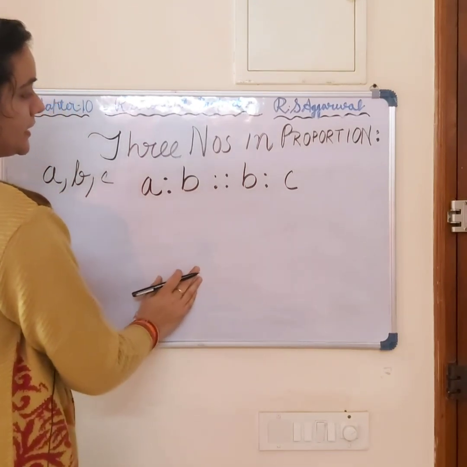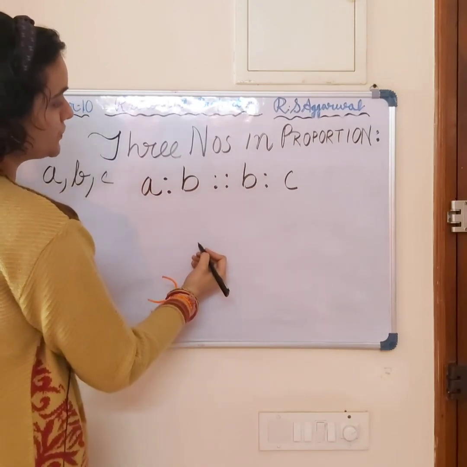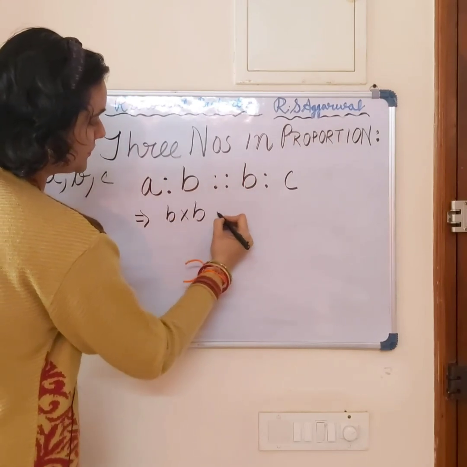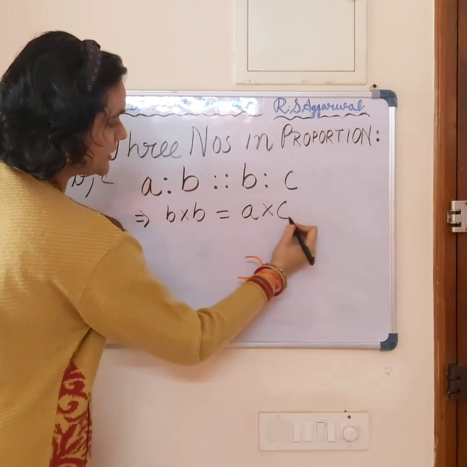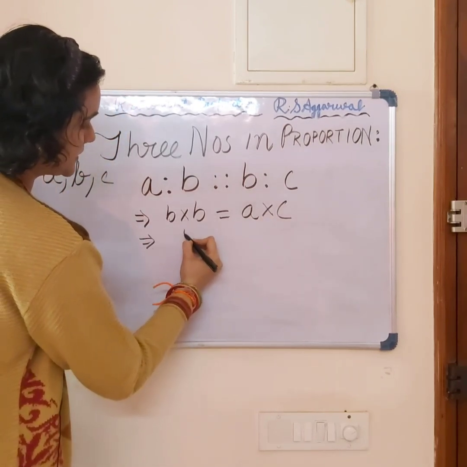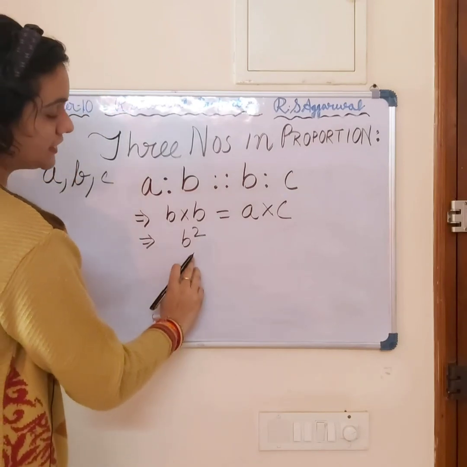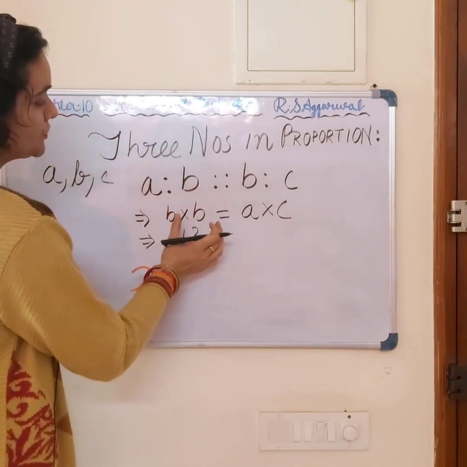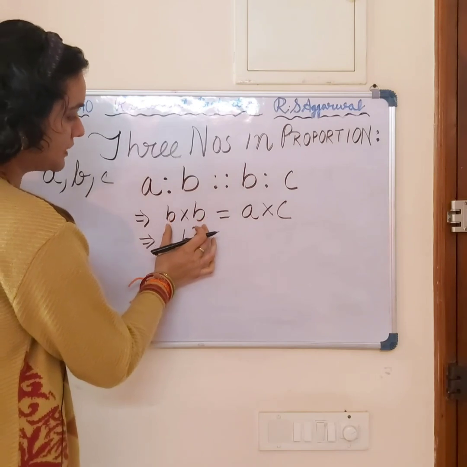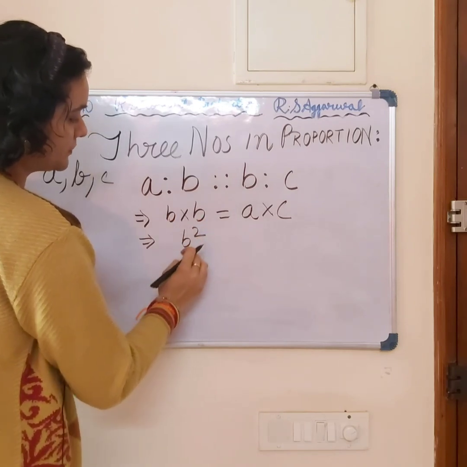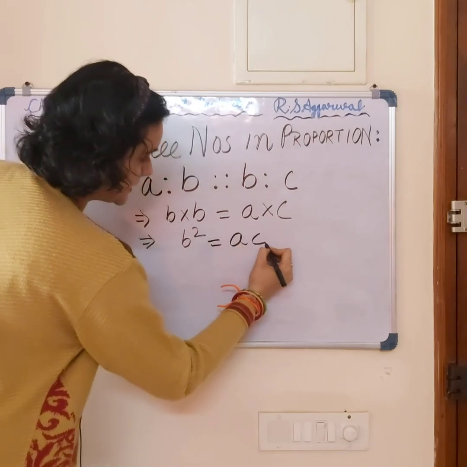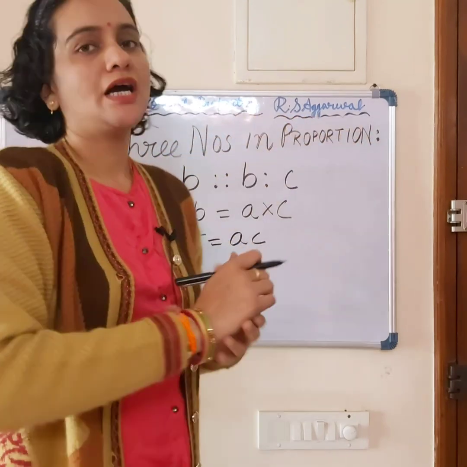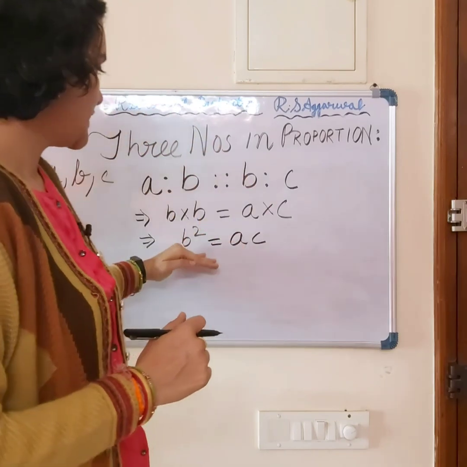This is the proportion. Now we know product of means equals product of extremes. So this implies the product of means is B into B, which is equal to A into C, the product of extremes, which implies B square. Why B into B becomes B square we will learn when we go to algebra. Just for now, understand that when 2 same terms are multiplied, it becomes the square of that number. So B squared equals AC. This is the formula for 3 numbers in proportion. Now we will take 3 numbers and see how B square is equal to AC.